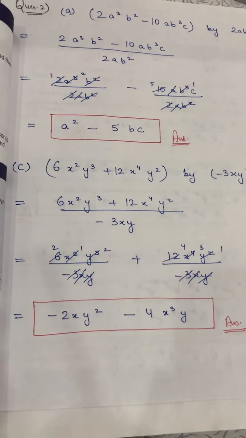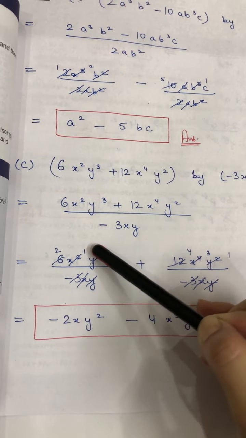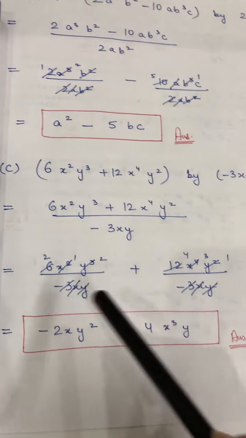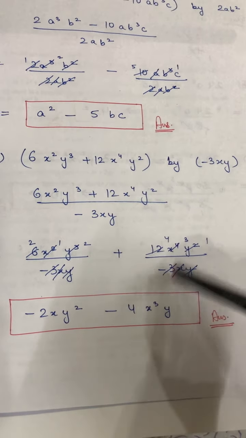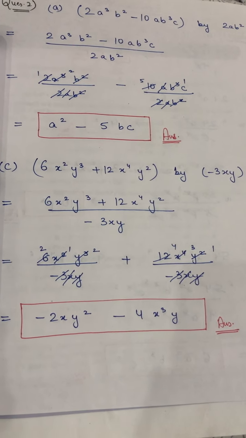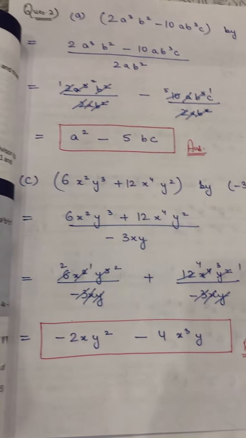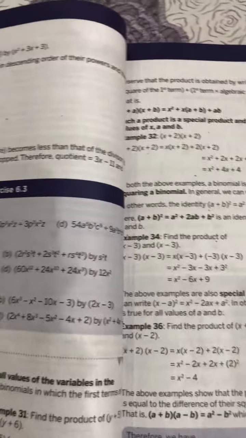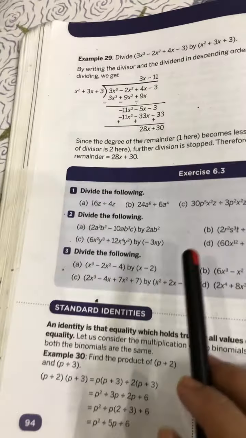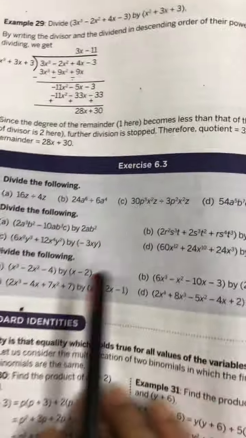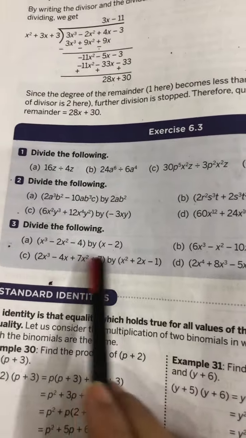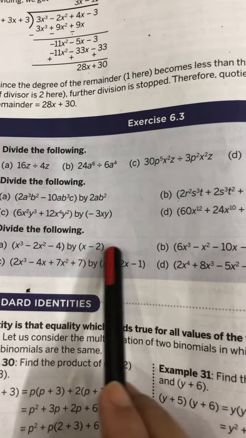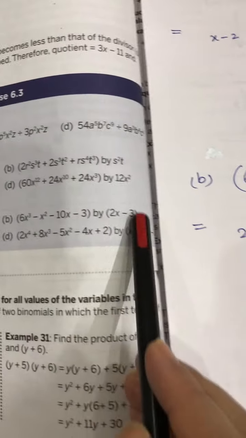So if the numerator is negative, then also you have to place a minus sign. If the denominator is negative, then also you have to place a minus sign. If both are negative, then the negatives will get cancelled and the term will become positive. Now I'm going to start question number 3. In question number 3, the first expression is given in the form of a polynomial. Yes, all are polynomials, but you have to divide this polynomial with a binomial or polynomial.